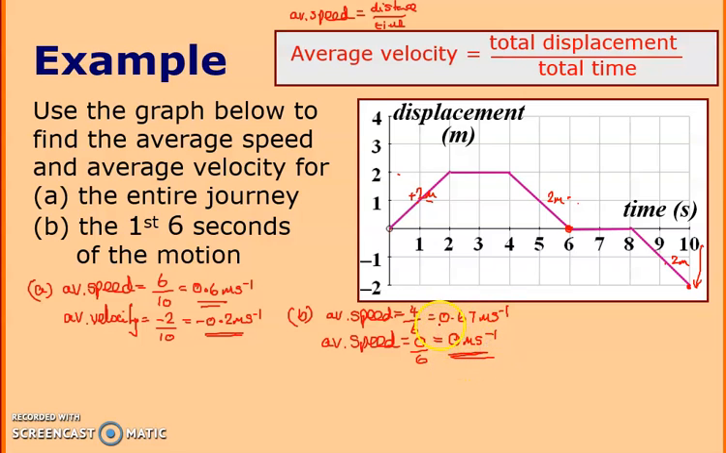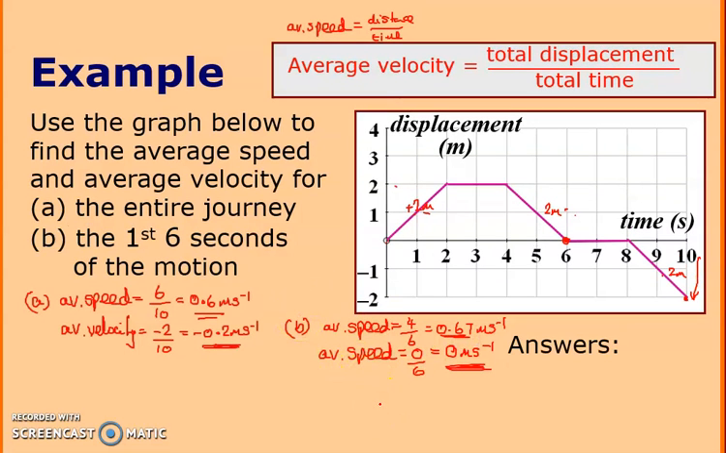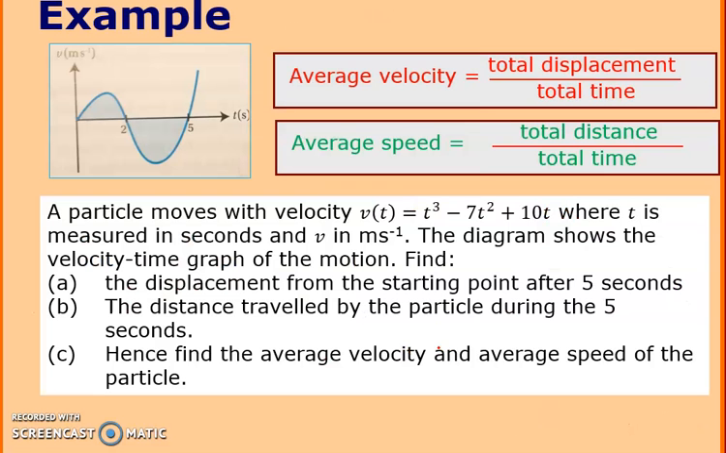Very different results, depending on whether you're looking at average speed or average velocity. So I get the answers to be those. And other than I've rounded differently here, that's right. So next question, I've got both formulas there.